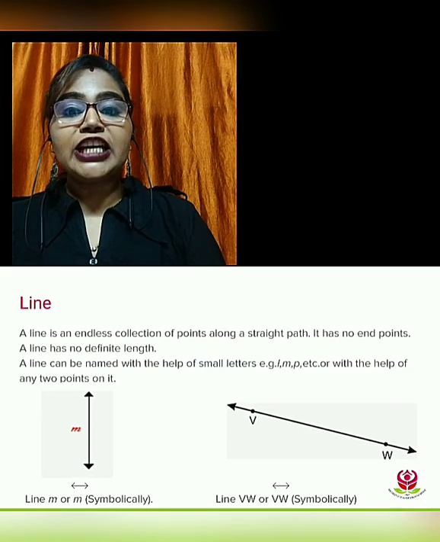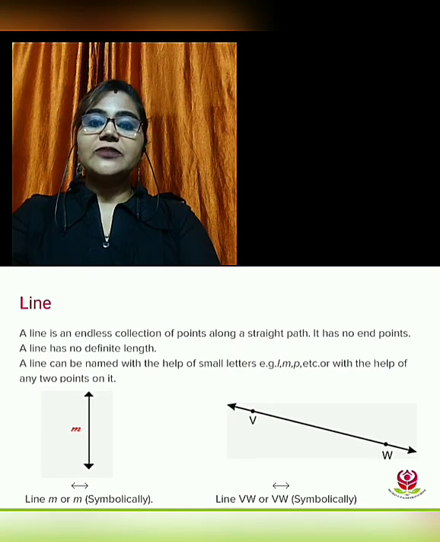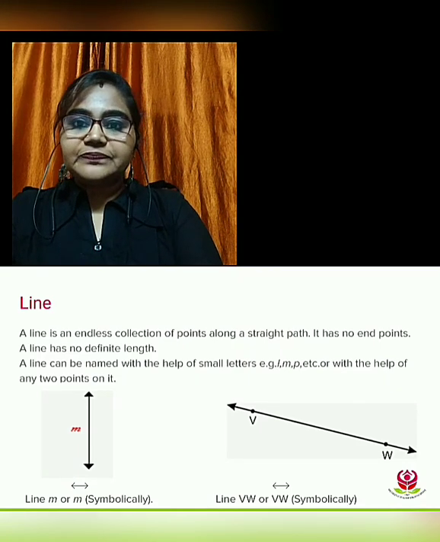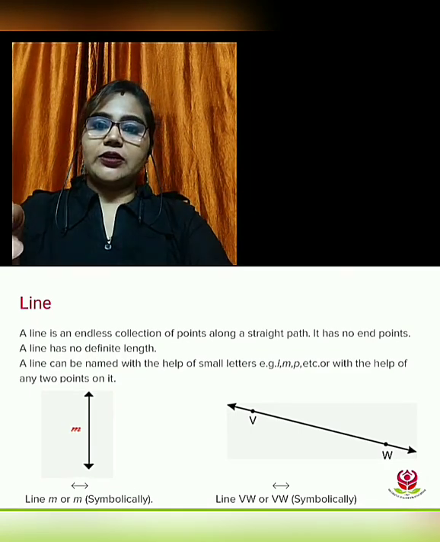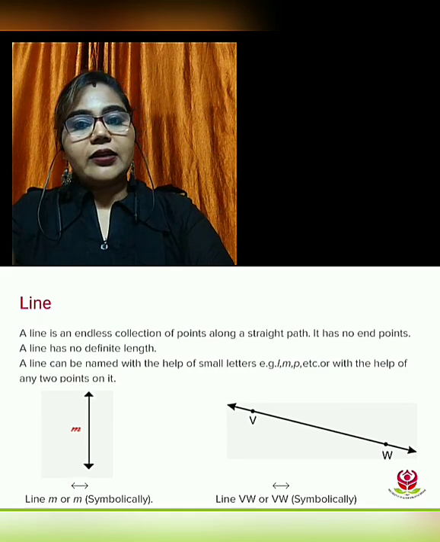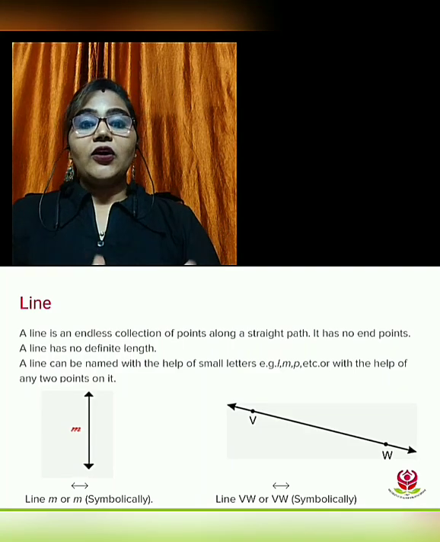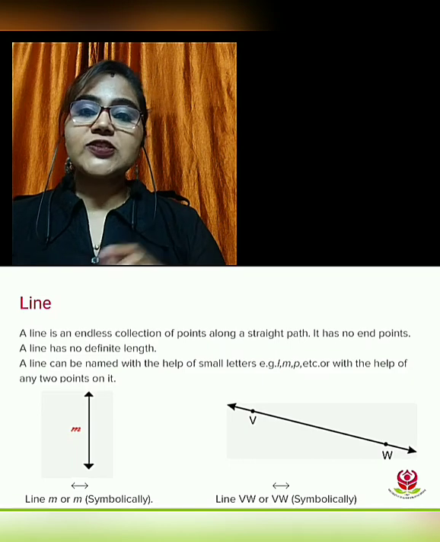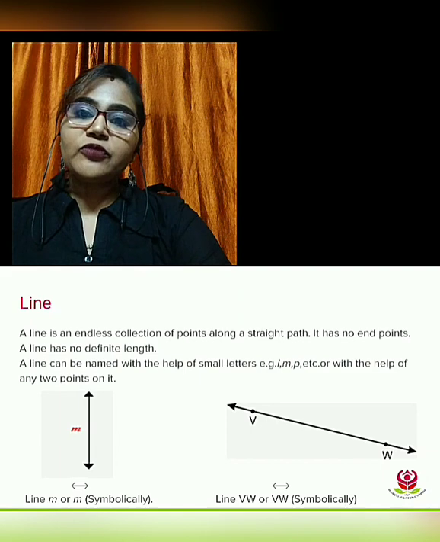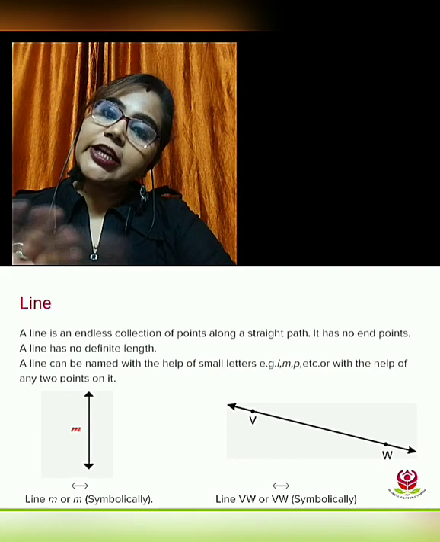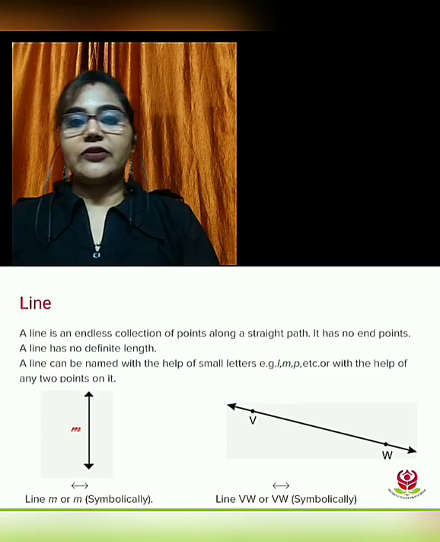A line can be named with the help of small letters. As you can see in the figure to the left, letter M is written there. So you can name the line in such a way also. Single small letters you can write, that is line L, line M, line P. That way you can write them. Or with the help of any 2 points on it, which you can see in the figure to your right side. What is the name of this figure? Line VW. You can read it in both the ways. Line VW, line WV, both the ways you can read it.